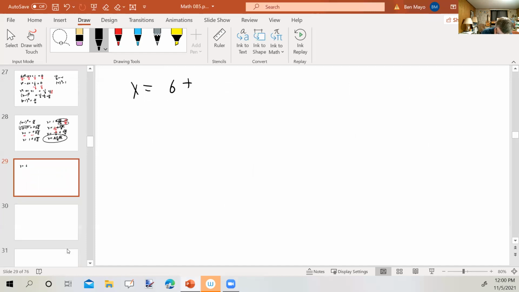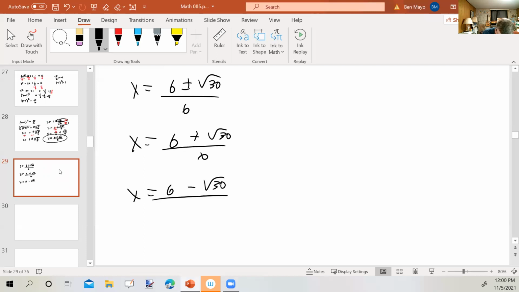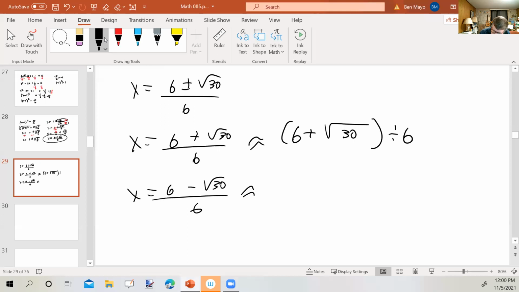x equals 6 plus or minus the square root of 30 all over 6. So we get x equals 6 plus the square root of 30 all over 6, and x equals 6 minus the square root of 30 all over 6. Those would be the 2 exact solutions. Now, to get decimal approximations, we need to do the following. We want to divide everything in the numerator by the denominator. So we're going to start with parentheses 6 plus the square root of 30, close parentheses, divided by 6.